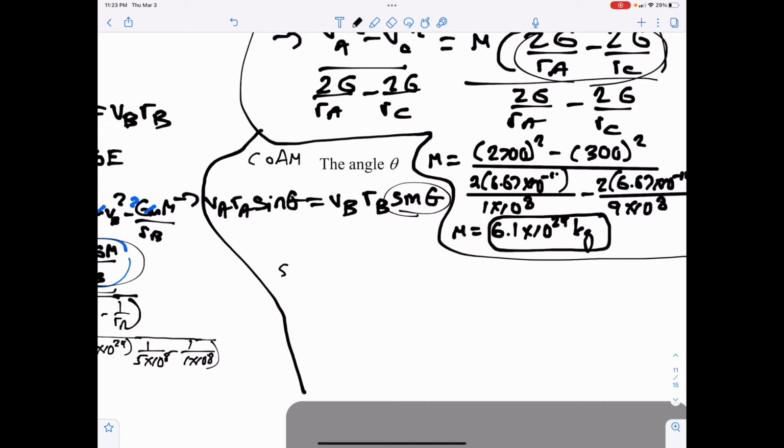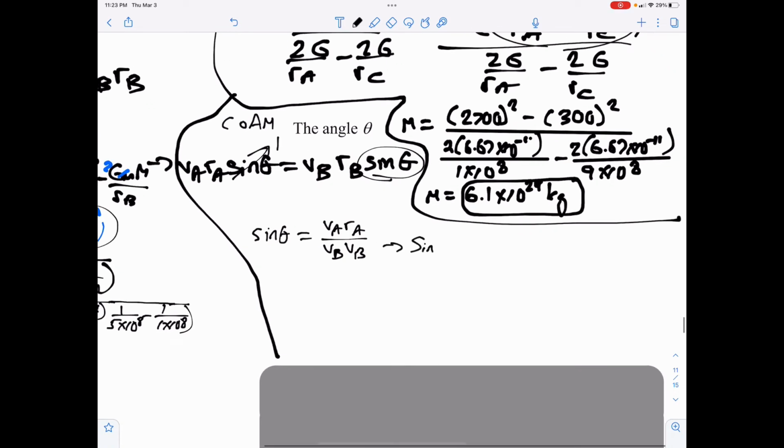This sine right here is going to be 1 because that's 90 degrees. So the sine of theta that we're looking for on the right side of the equation is really VA over VB. It's the ratio of your VAs to VBs.